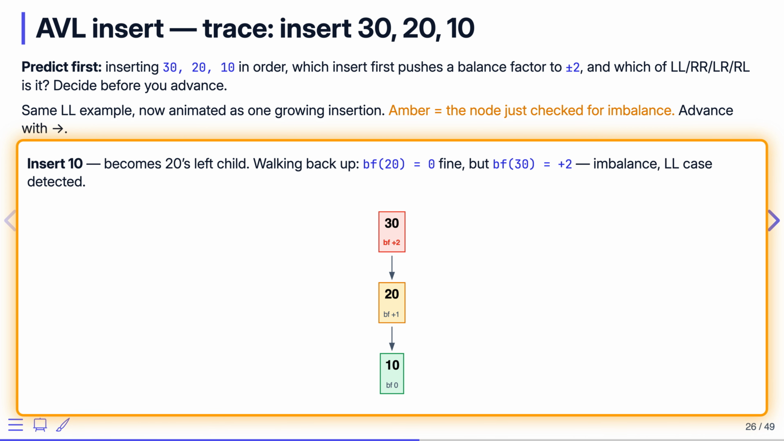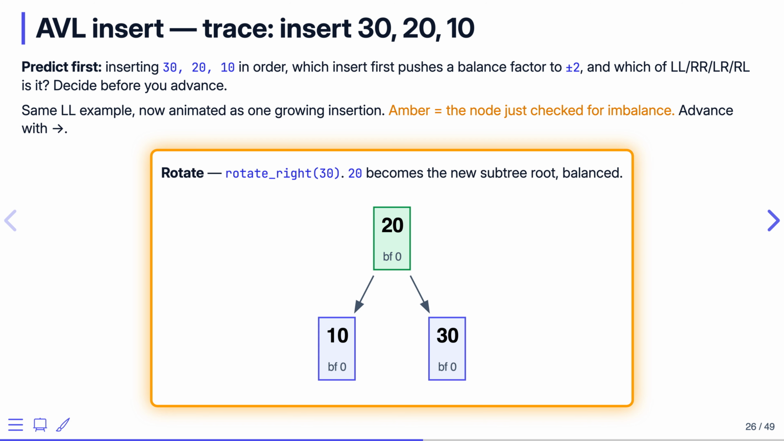Now we insert 10. 10 is smaller than 20, so it becomes 20's left child. We walk back up. The balance factor of 20 is 0, which is fine, but the balance factor of 30 is now plus 2. That breaks the rule. This is the left-left case. So we fix it with one rotation.